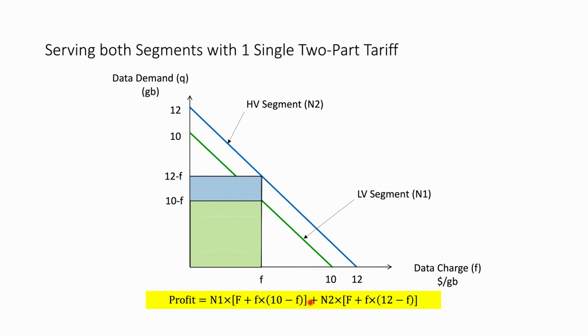Similarly, we have the second component, that is the size of the high-value segment times the fee they can receive from each one of the high-value customers. It includes a fixed fee and the variable fee times the data demand.